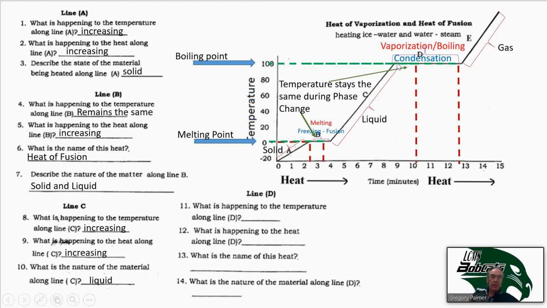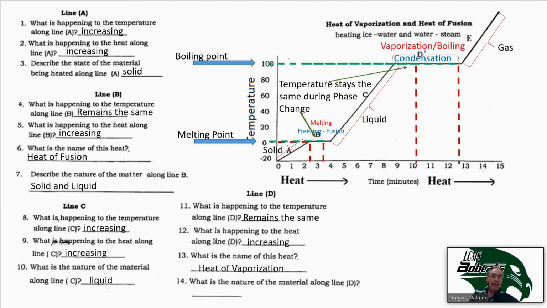Finally, it's asking us about line D. Line D on the x-axis starts at 9 and it ends at about 13. And on the y-axis, it stays right at 100. So what's happening to the temperature along line D? It remains the same. As we said, during the whole time a liquid is vaporizing, it stays at a constant temperature. What happens to the heat along line D? It increases. Line D starts here at about 9 and it goes to 13. And the name of that heat is the heat of vaporization.